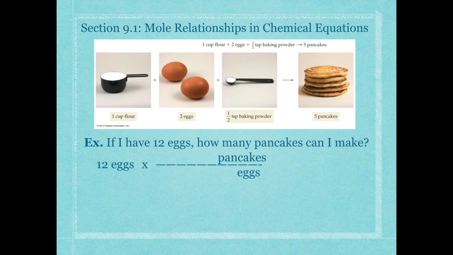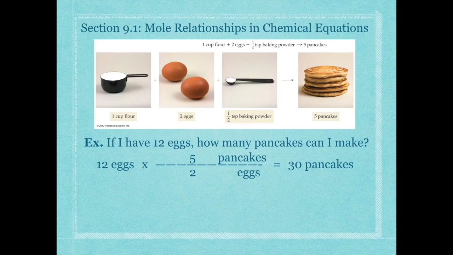Now here's the new concept. In order to relate pancakes and eggs, I'm going to use this chemical equation up above. I notice that there are 2 eggs required to make 5 pancakes. Okay? So 12 eggs will make 30 pancakes. So this is the concept that we're going to use.